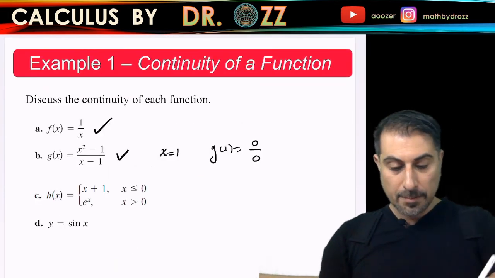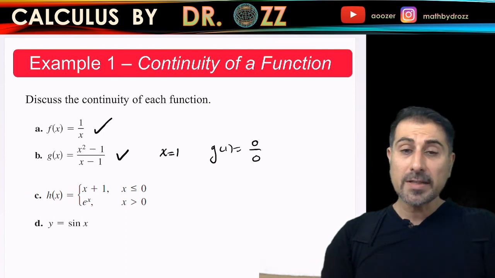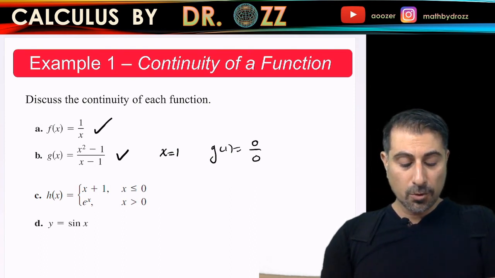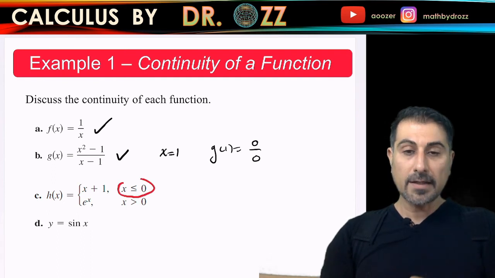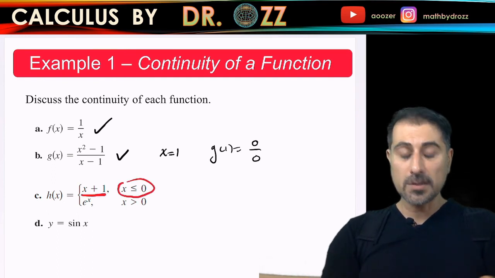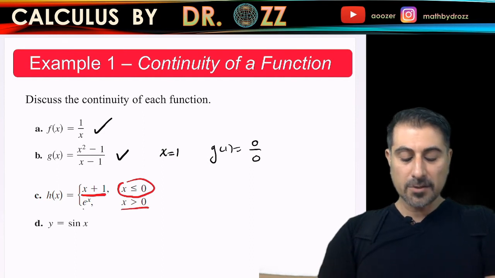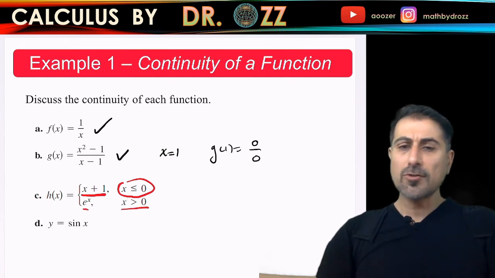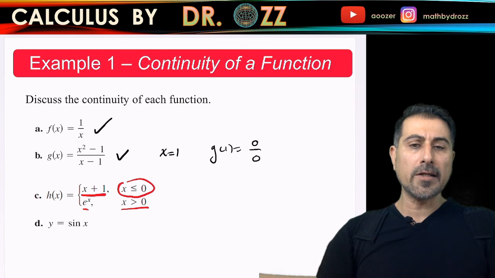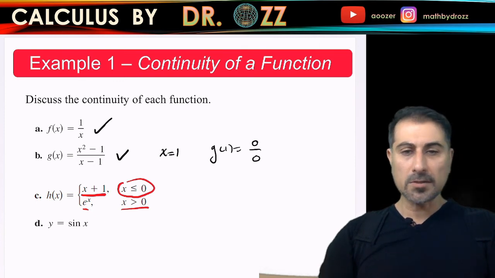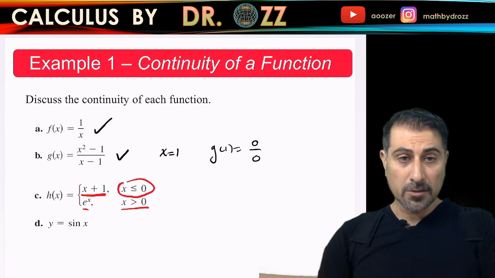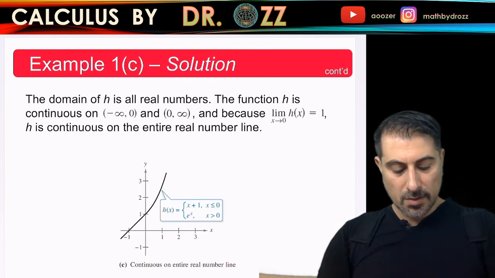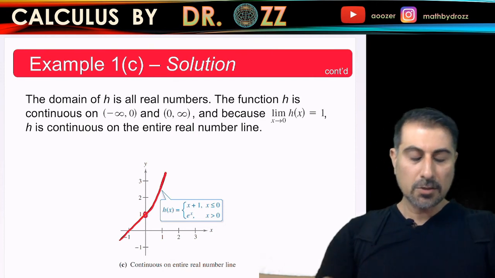And let's look at part C. We have a piecewise defined function. For non-positive x's, the function is defined as linear, x plus 1. And for positive x's, the function is exponential. So let's try to graph each piece, and the junction point is x equals 0, so we have to be careful there. If you graph this function, this is the linear piece and this is the exponential piece, and they meet at 1.